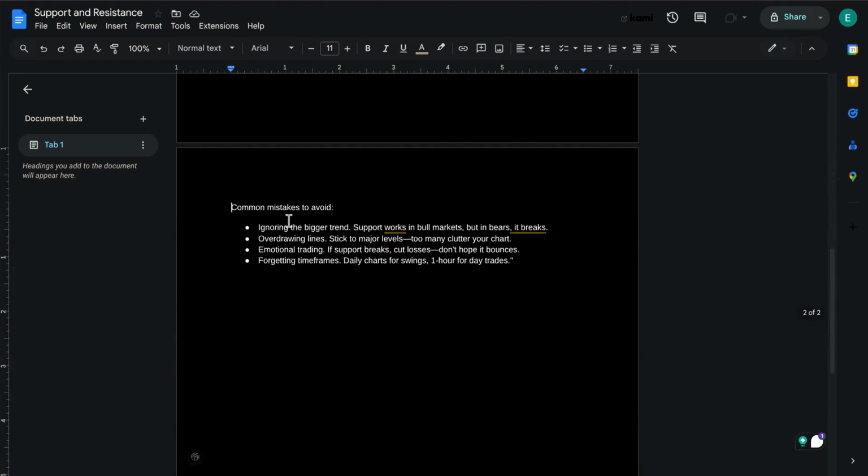And just some common mistakes to avoid is ignoring the bigger trend. Support works in a bull market, but in bears it breaks. Overdrawing lines, just stick to major levels. Emotional trading, if support breaks, cut losses. It usually probably won't bounce after that. And forgetting time frames, daily charts are for swings, and 1 hour charts are for day trades.